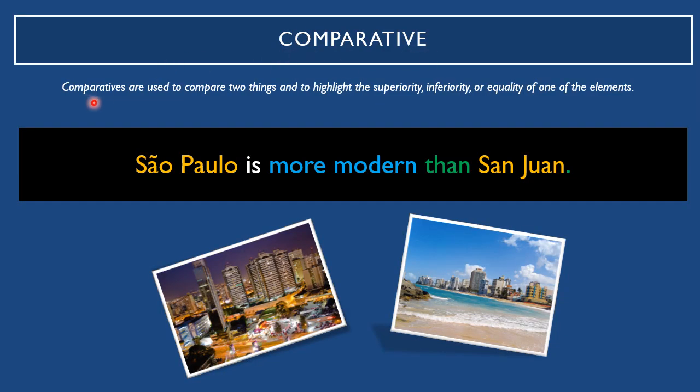Comparative. Comparatives are used to compare two things and to highlight the superiority, inferiority, or equality of one of the elements. In this case, we have two elements. We have Sao Paulo and San Juan. We are comparing Sao Paulo and San Juan. We say Sao Paulo is more modern than San Juan. In this case, which one is superior? Sao Paulo, because it is more modern than San Juan. So the comparative is used to compare two elements, to say which one is superior or inferior.